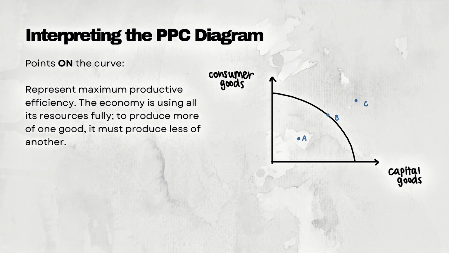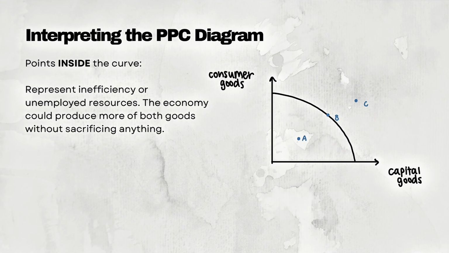As stated before, if the economy is operating on the curve, this represents the maximum productive efficiency within the economy. This indicates that the economy is using all of its resources efficiently and fully. Points inside of the curve represent an inefficiency or unemployed resources within the economy. This means that the economy has got excess resources that they are not using. Let me give you an example.